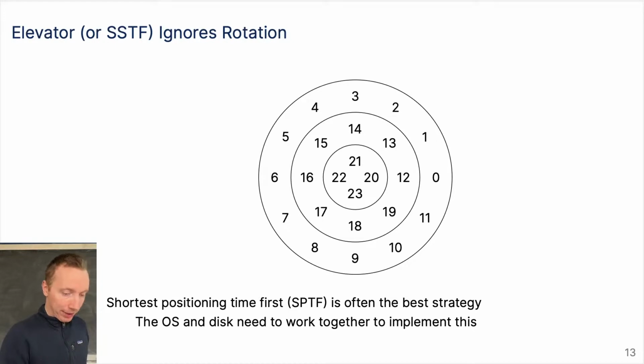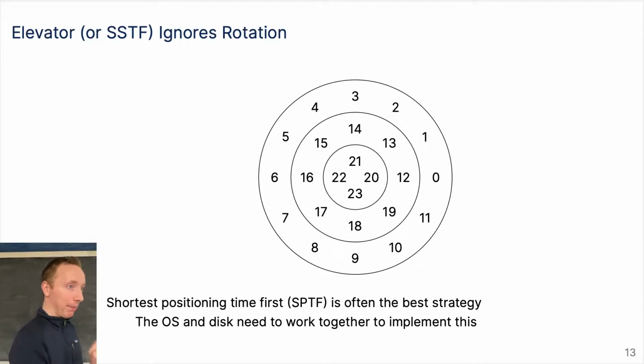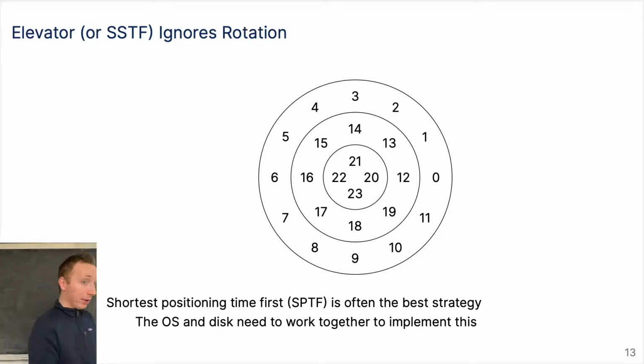So the elevator, sometimes it's called shortest seek time first because it's trying to minimize the head actually moving back and forth. So the optimal thing to do has that starvation issue, so it's kind of like doing shortest remaining time first when we're talking about processes. So shortest positioning time first would be the best strategy, which would take into account both rotational and seek time and try to minimize that to actually go to the next sector that is the absolute closest. But in that case, the kernel and the disk would need to work together to implement it, which if you don't know what the mapping is, is going to be impossible to implement anyways.